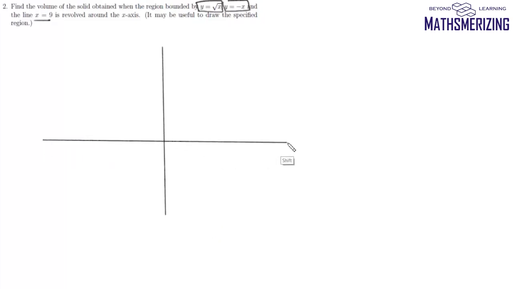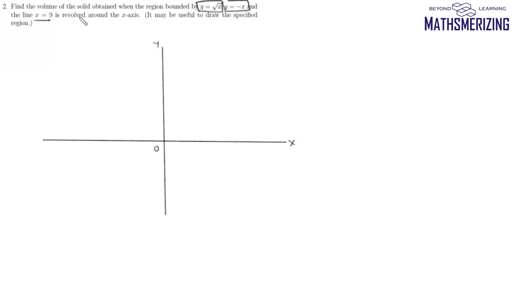Now question number 2 is: find the volume of the solid obtained when the region bounded by y equals under root x and y equals minus x and x equal to 9 is revolved around the x-axis. It may be useful to draw the specified region. So we are given two curves, y equals under root x and y equals minus x. So we'll draw both of them. So that's our coordinate axes with the origin. This is the x-axis and this is the y-axis.